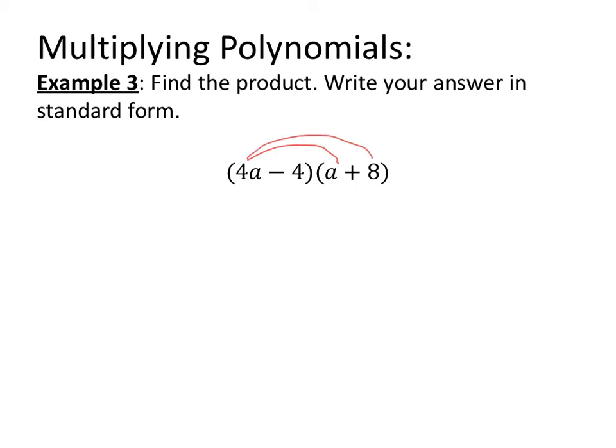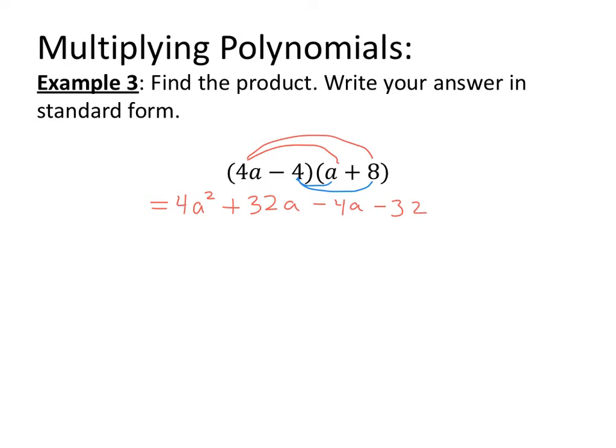So we'll do 4a times a, which gives me a 4a squared. Remember, a times a is a squared. And then we'll do 4a times 8. That'll give me a positive 32a. And then we'll do the same thing to the negative 4. We'll do negative 4 times a and negative 4 times 8. So negative 4 times a is a negative 4a. And then negative 4 times 8 is a negative 32.